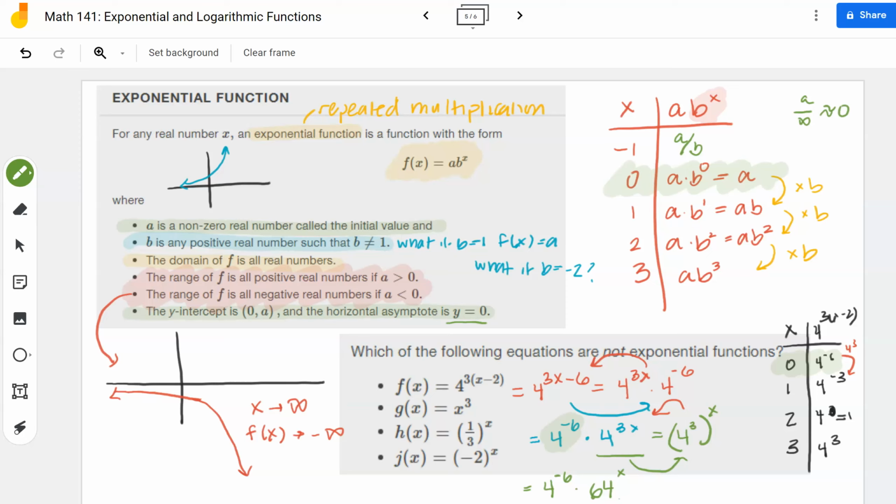I've got everything. It has a very steep B, right? We've got this giant base. We're multiplying each time by 64, or 4 to the third, and we've got our initial value. So we can also see that repeated multiplication value in the table. That's my base. And again, that initial point, that's my A, that 4 to the negative 6.